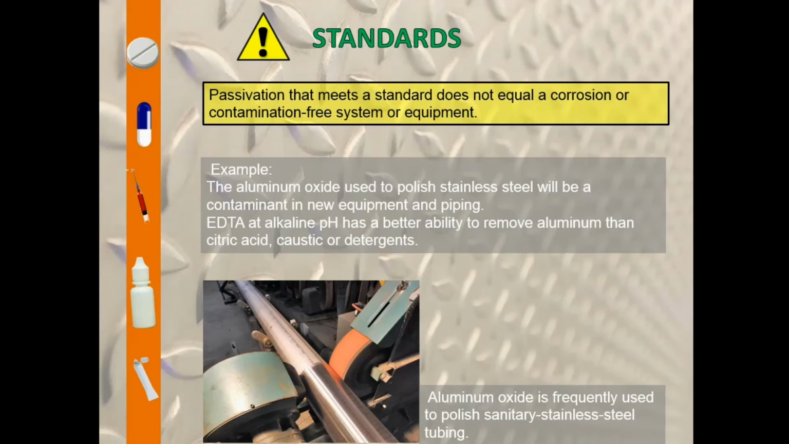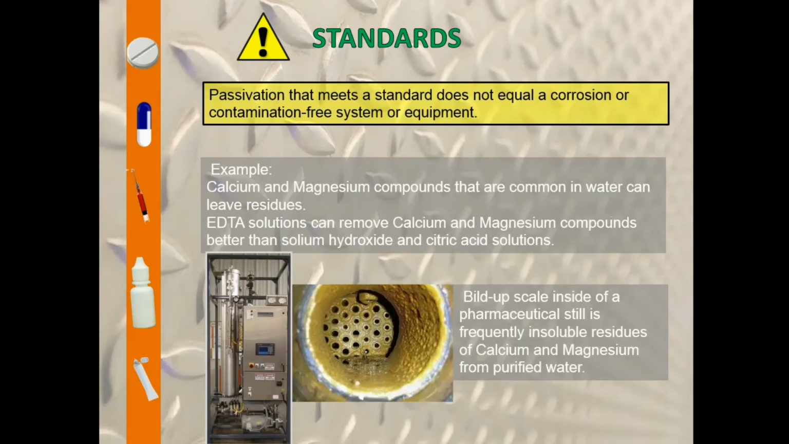EDTA at alkaline pH has a better ability to remove aluminum than citric acid, caustic, or detergents. Calcium and magnesium compounds that are common in water can leave residues. EDTA solutions can remove calcium and magnesium compounds better than sodium hydroxide and citric acid solutions. In this picture, we can see the built-up scale inside of a pharmaceutical still. This scale is frequently insoluble residues of calcium and magnesium from purified water.